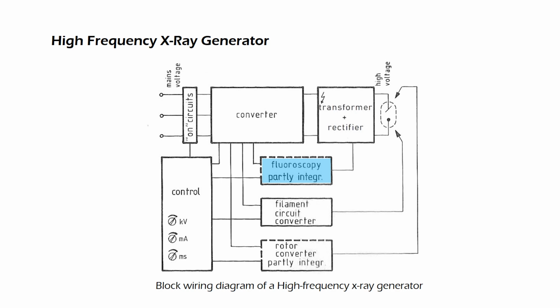Fluoroscopy. When watching fluoroscopy, you will also realize a difference. The fluoroscopy unit has now been partly integrated. It consists of no more than a few control circuits. For the X-ray generator, a fluoroscopic exposure corresponds to a radiographic exposure with a very low load and a very long time. Filament circuit. The filament circuit has also been set up according to the principles of converter technology.